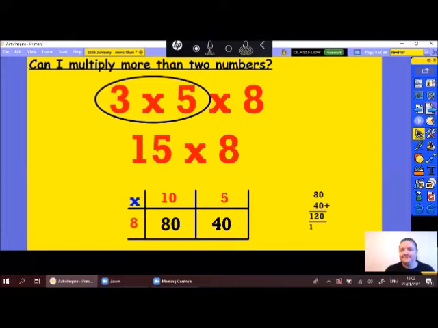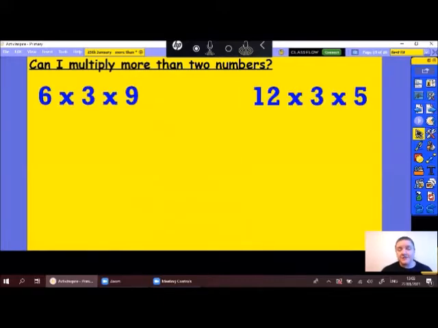Good. Now have a go at these ones, doing exactly the same thing as we did just now. So the first thing you need to do is write them down, and then if you circle the first part of the calculation, you need to solve that first. Pause the video and write it down.